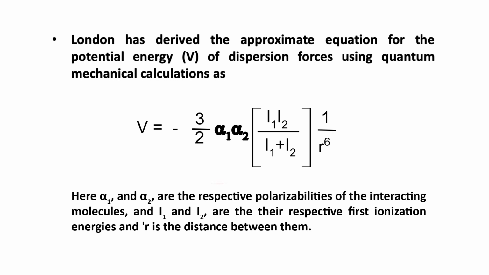London has derived an approximate equation for the potential energy V of dispersion forces using quantum mechanical calculation, and the equation is given as V = -(3/2) (alpha 1 alpha 2) (I1 I2 / (I1 + I2)) (1/r^6). Here alpha 1 and alpha 2 are the respective polarizabilities of the interacting molecules, and I1 and I2 are their respective first ionization energies, and r is the distance between them.